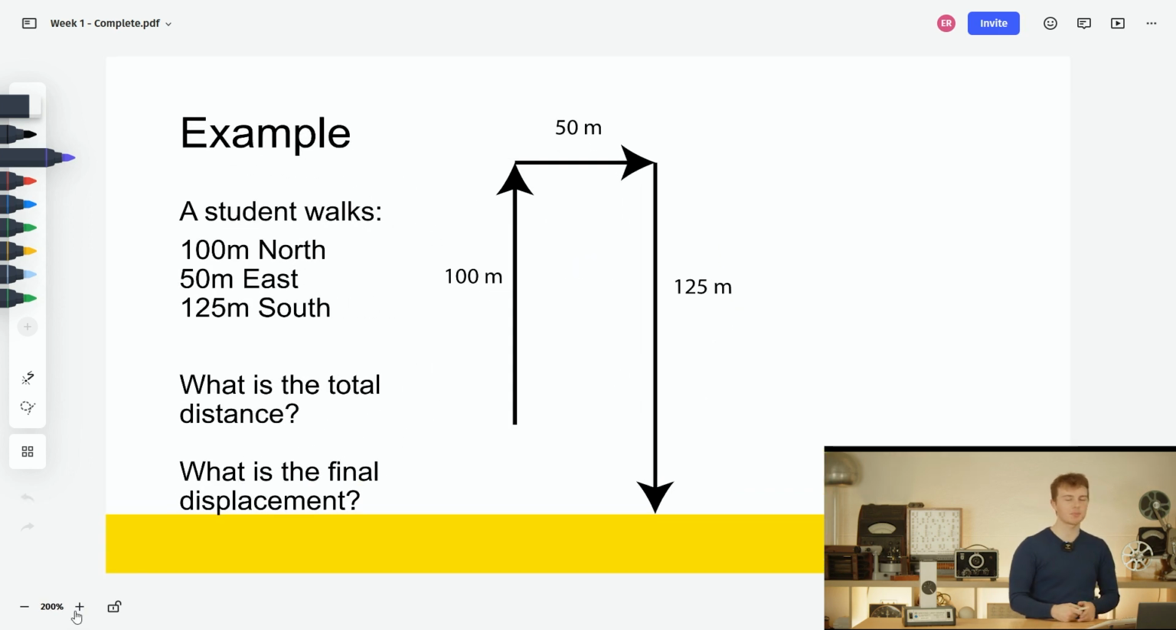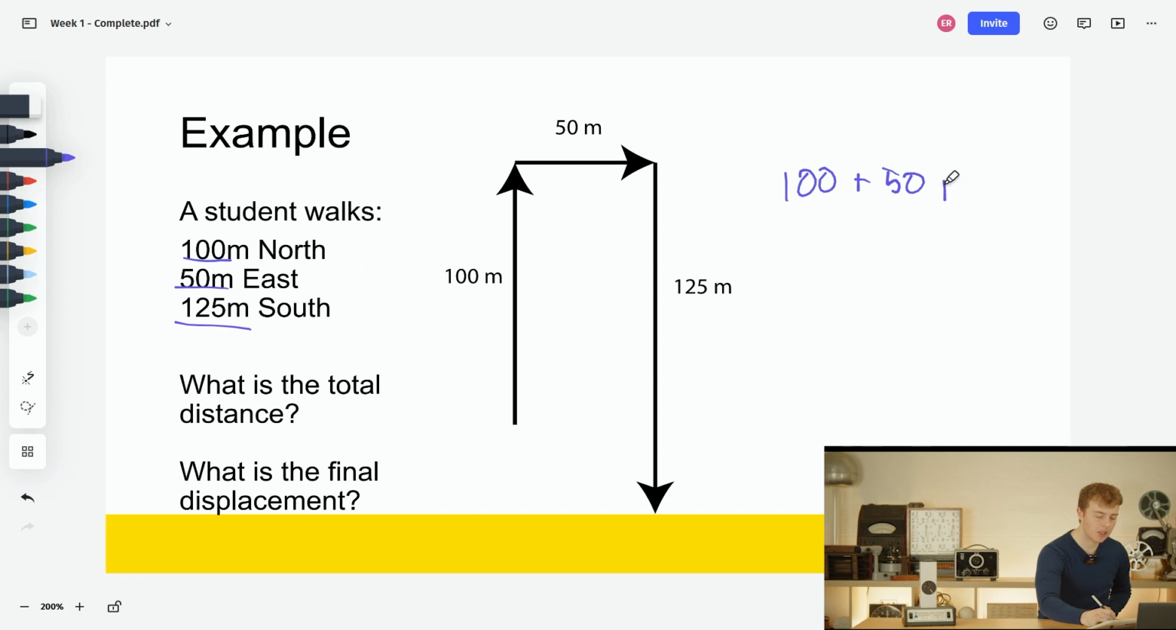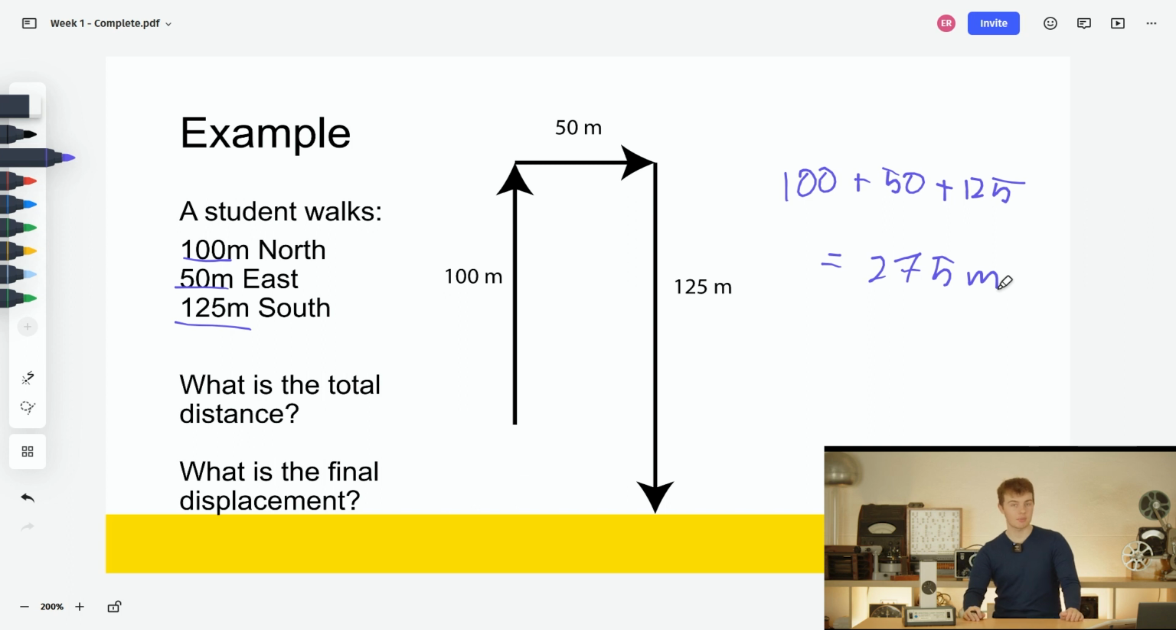So let's try an example. And look, it's vectors. A student walks 100 meters north, then 50 meters east, then 125 meters south. What's the total distance? And what's the final displacement? The total distance is you take the scalar of every single vector that we've been given and just add them up. The distance is 100 plus 50 plus 125. It's kind of like the perimeter of a shape. So that's equal to 275 meters. There's no other maths. It's fairly simple.